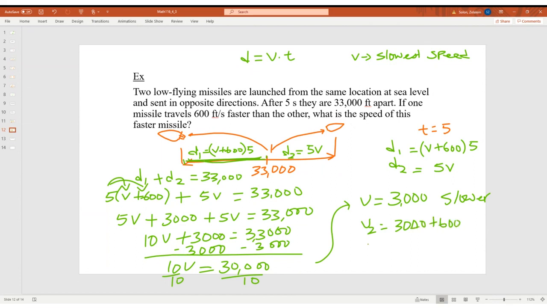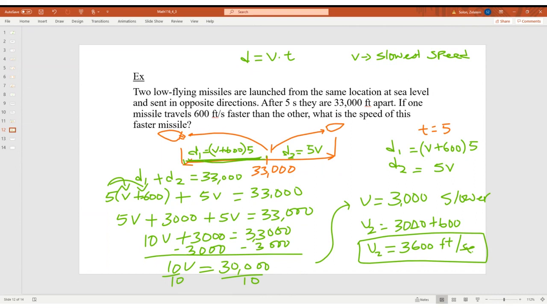So the fastest speed is 3,600 feet per second. And we are asked for the fastest one. So it's just solving a linear equation. But understanding the problem and coming up with the equation is the most important step.